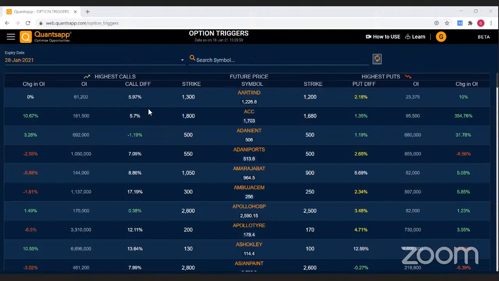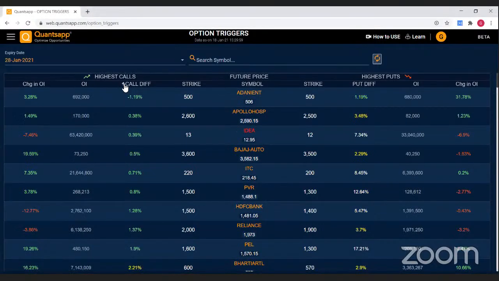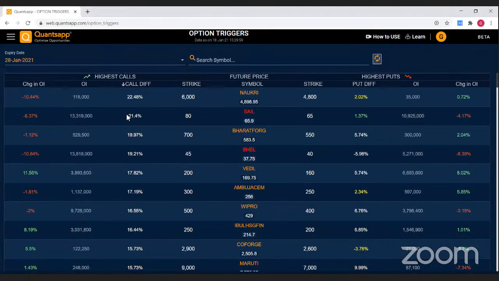So in the option trigger, on the left side you can see the highest call, and on the right side you can see the highest put. Here you have all the FNO stocks, and below that the future price. So we'll directly jump into looking at the data. So I will sort by the highest difference.